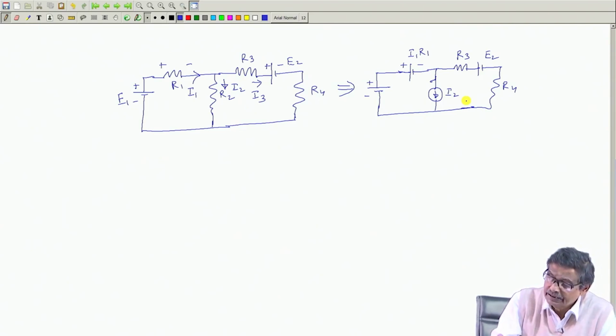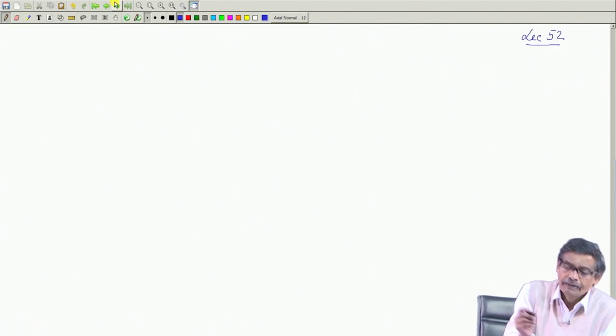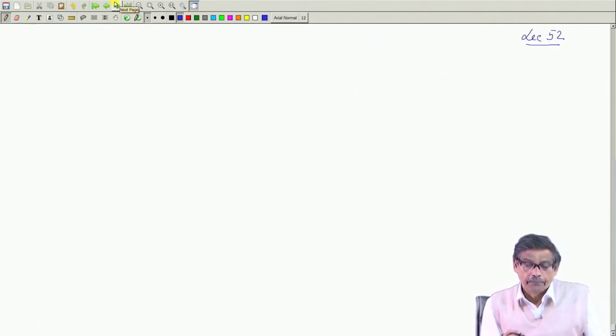KVL equations, mesh equations in this will be same as mesh equations here. Why would it be different? Got the point? That is the idea. Now let us take a problem.